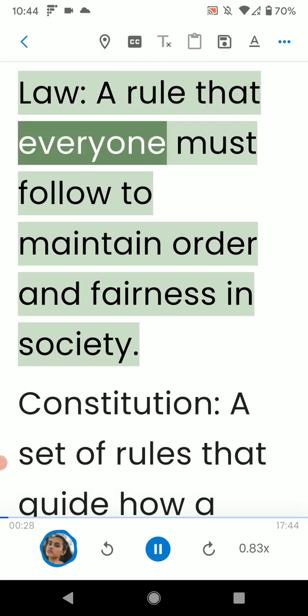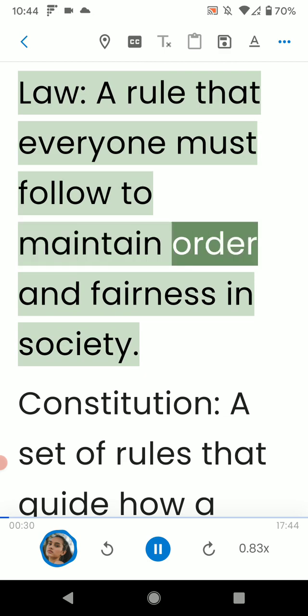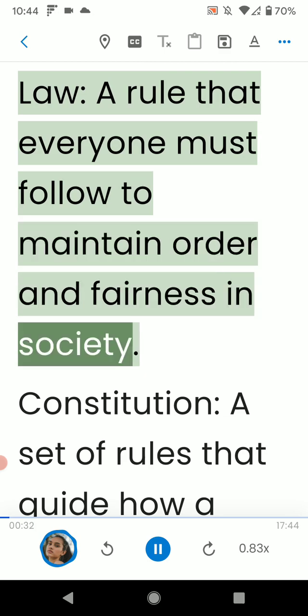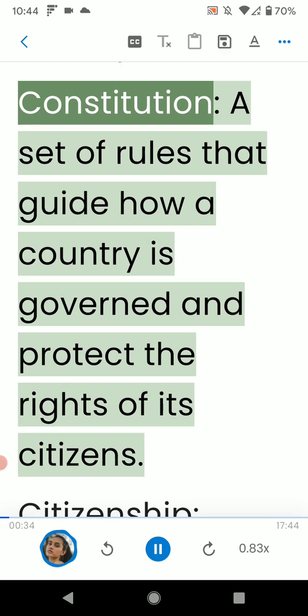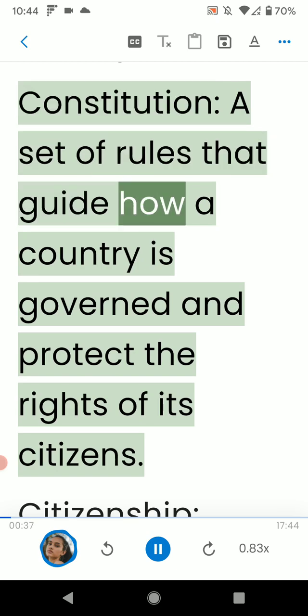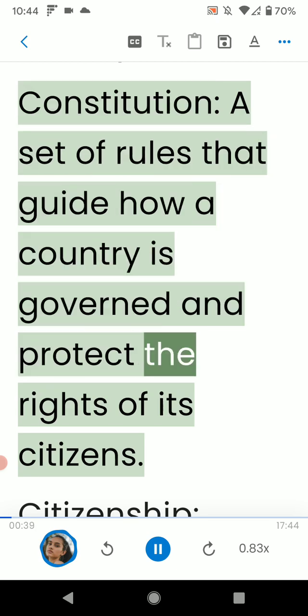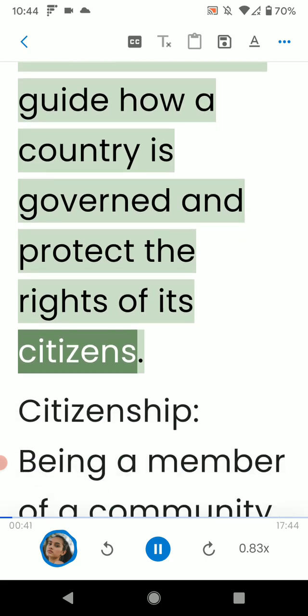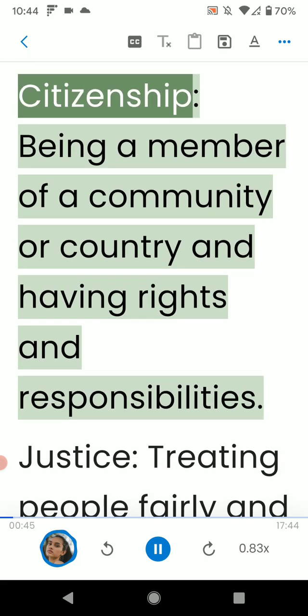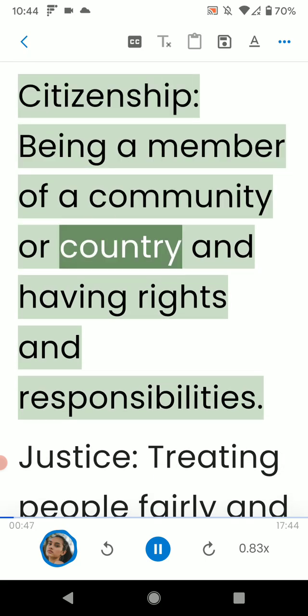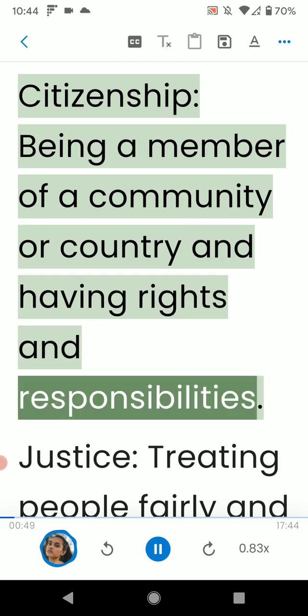Law, a rule that everyone must follow to maintain order and fairness in society. Constitution, a set of rules that guide how a country is governed and protect the rights of its citizens. Citizenship, being a member of a community or country and having rights and responsibilities.